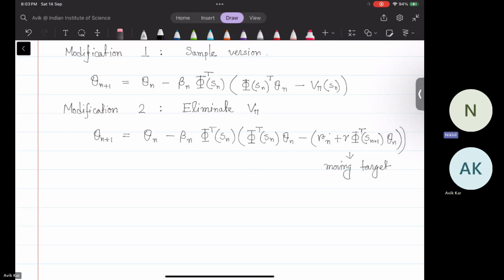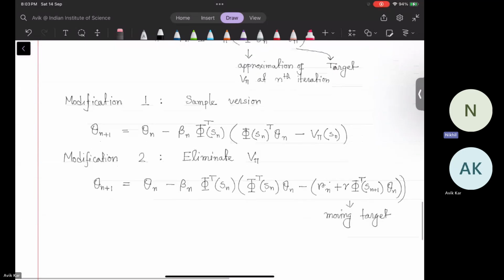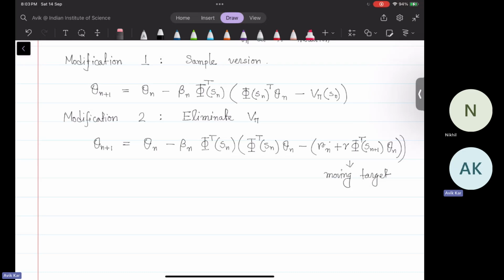And here phi transpose S of n is a vector of dimension d plus 1, where d is the dimension of the feature vectors. This entire thing inside the bracket belongs to R, it is a real number. And this update is in R^d. Basically, every time you pull an arm, S n is the state at that time n, and you make this update at every arm pull. Every time you take an action and get a new state and reward, you can update theta.